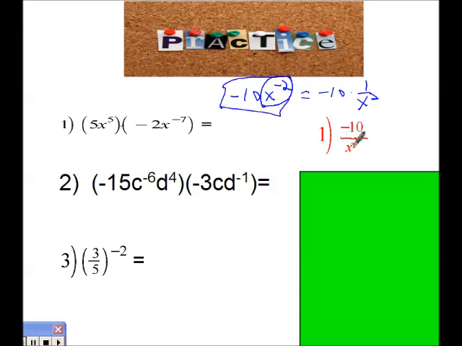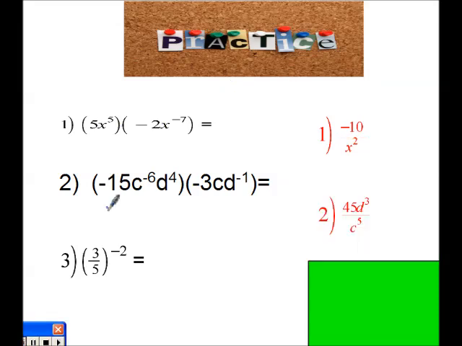Now go ahead and try number 2. Press pause, come back when you're ready. Okay, this is all multiplication, so I can do it in any order, any grouping, so I'm going to do it right now. My regular numbers, there's no exponents involved. Negative 15 times negative 3 is 45. c to the negative 6 times c to the 1 is c to the negative 5. d to the fourth times d to the negative 1, add those exponents, we get d to the 3. I cannot leave a negative exponent in my answer, so this puppy needs to come down here, and then I'm done. Now go ahead and try number 3.